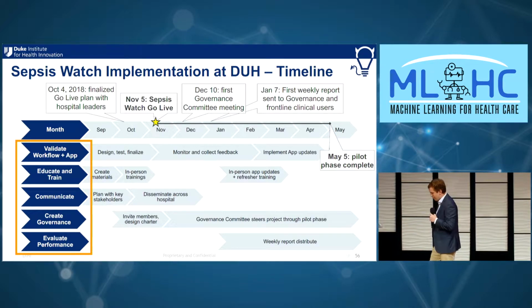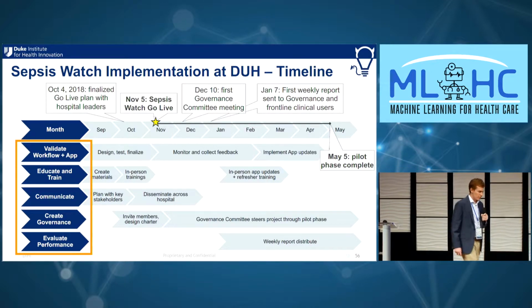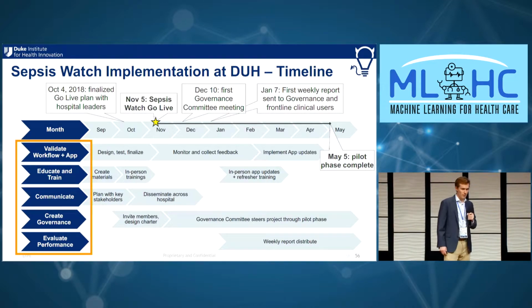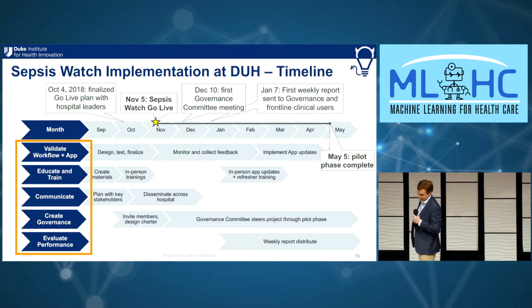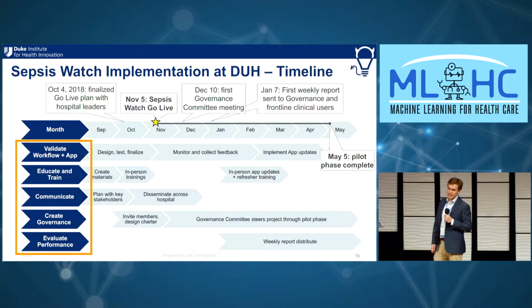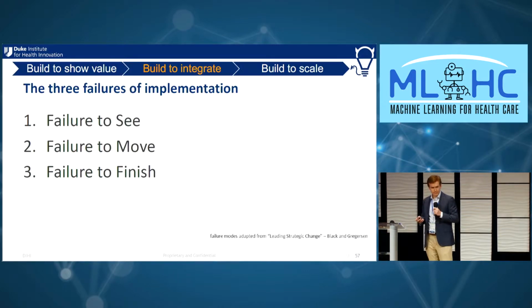Perhaps the most important thing that we found was to create a governance structure to lead and to give a sense of autonomy to help push that pilot through to its completion. And then also something at the end that we're very excited about and is a little bit preliminary, which is to evaluate performance and to really help show the progress of the team.